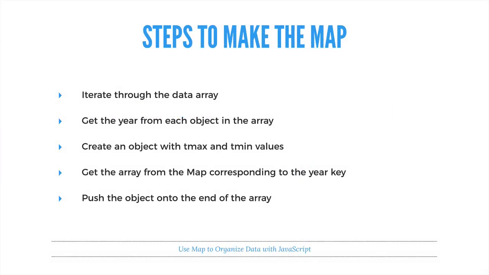So here's an outline of how we're going to create the map from the array. Remember, we're going to use the year from the data as the key for each item, and all the temperature data for a given year in an array as the value for the year key. So we'll iterate through the data array, and for each object in the array, we'll get the year from the date property. We'll use the tmax and tmin properties to create a new object. We'll get the array that's in the map corresponding to the year key, or create a new empty array if it doesn't exist yet, and push the new object onto the end of that array. Then we'll set the array back into the map using the year as the key.